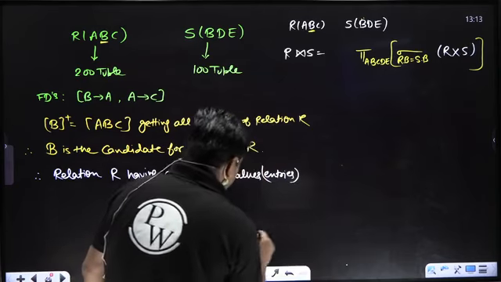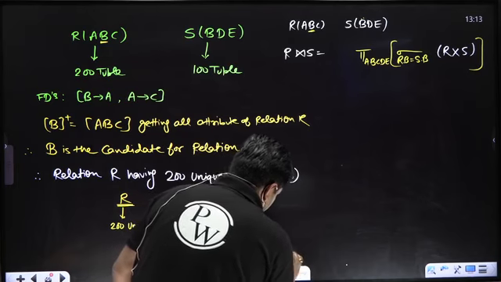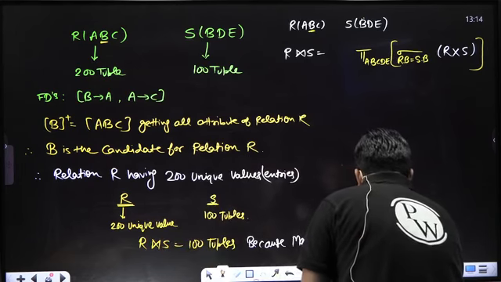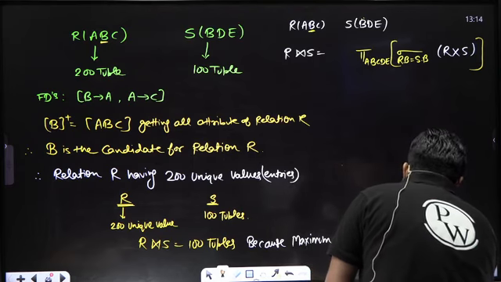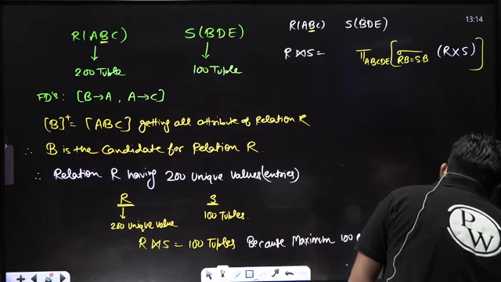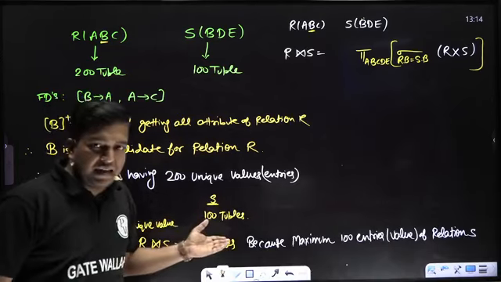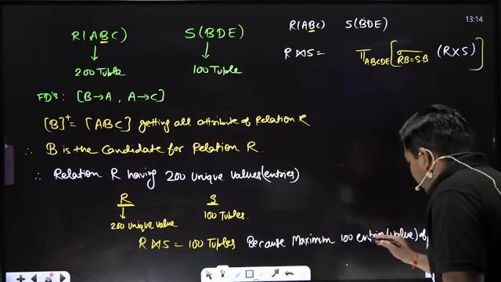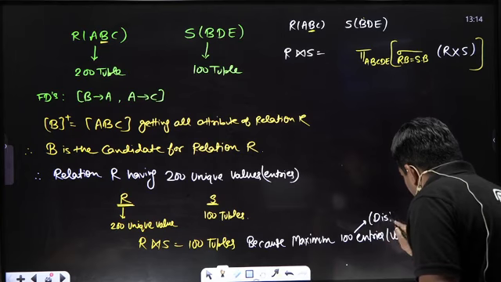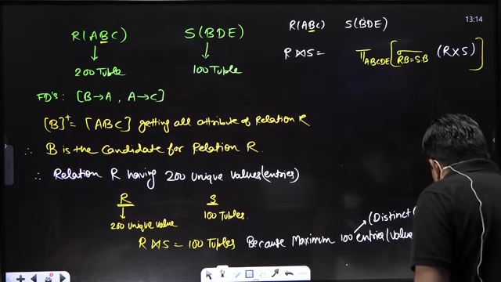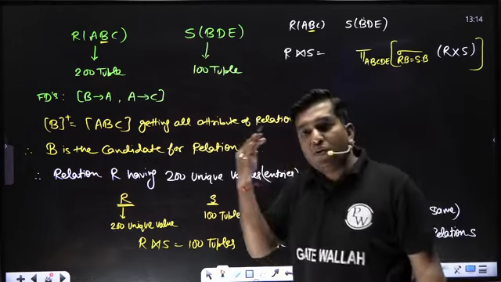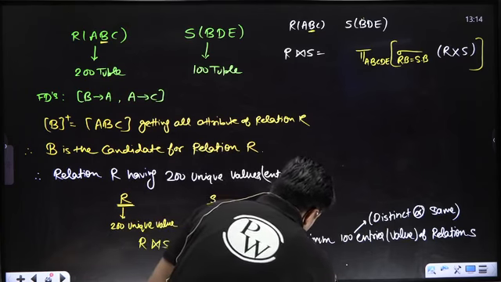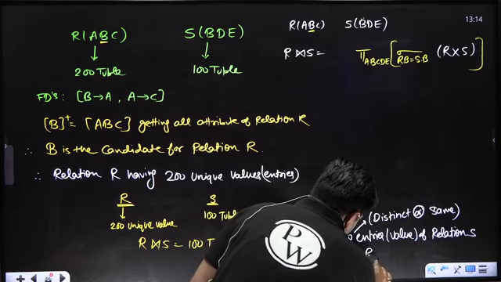Why? Because there are at most 100 entries in relation S. There may be distinct entries or the same entries, but at most 100 entries, either distinct or the same, of relation S match with relation R.